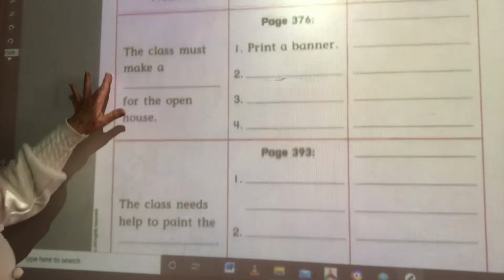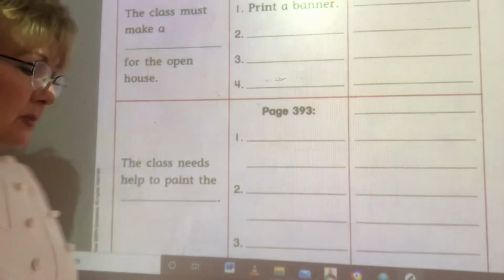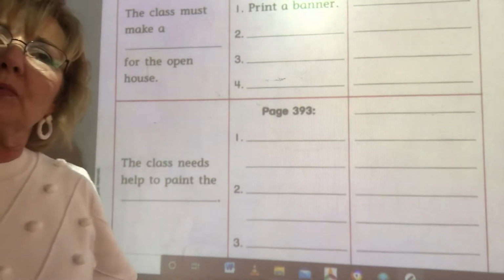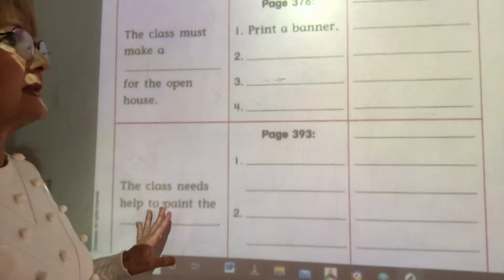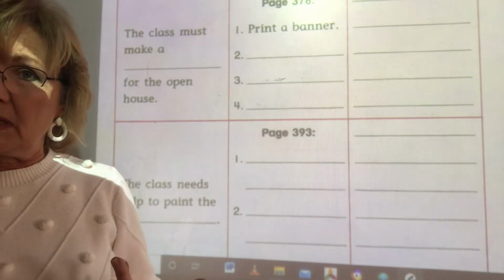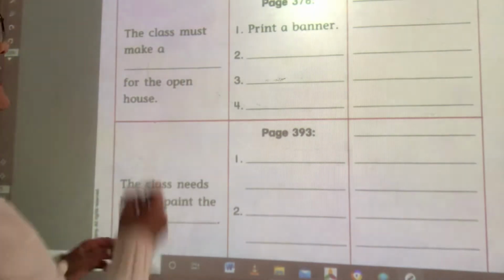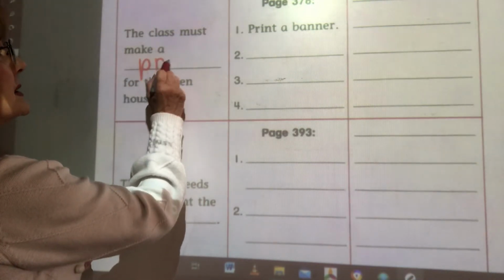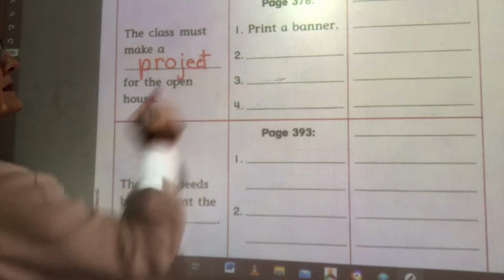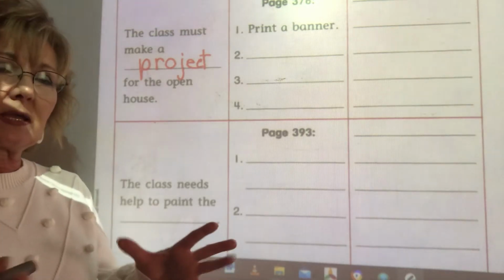So let's see. The class must make a what for the open house? Would the answer be the class must make a mural for the open house? No, because they really didn't know what they wanted to make. They voted on it. So they had to make a, starts with a P, ends with an object, right, project. They had to make a project. P-R-O-J-E-C-T. You guys know I can't talk and write at the same time.